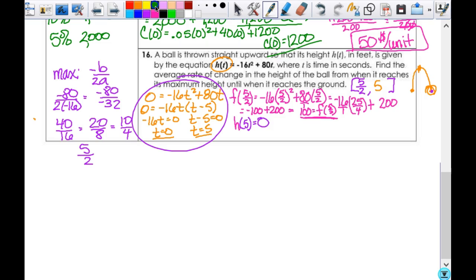All right, so now we actually have to find the actual secant. So I need to find f, or not f, it's h. Let me use the right letter this time. H of 5 minus h of 5/2 over 5 minus 5/2. So h of 5 is 0 minus h of 5/2 is 100 over, what's 5 minus 5/2? 5/2, right? And so that gives me negative 100 over 5/2, which is the same thing as negative 100 times what? 2/5. And so 5 goes into 5 once, goes into 100 20 times. So I end up with negative 40.